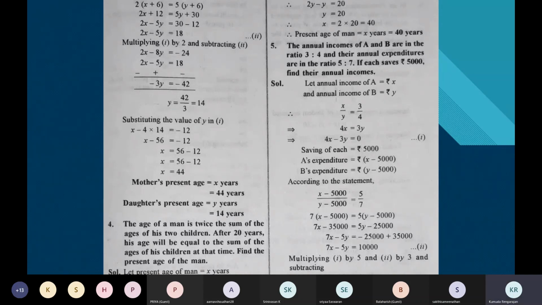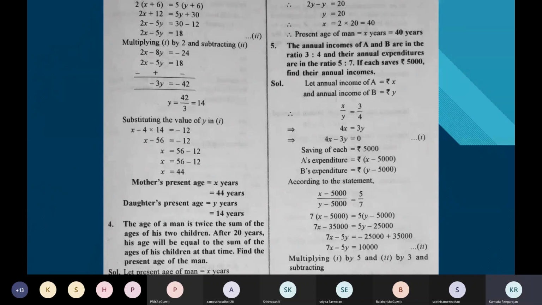So what you can do is assume the present age of the man as X and the sum of the present ages of the two children as Y. Don't assume the age of one child as Y and the other as Z. Don't do that. You don't have to find their individual ages. So there are two children. Let the sum of their ages be Y.